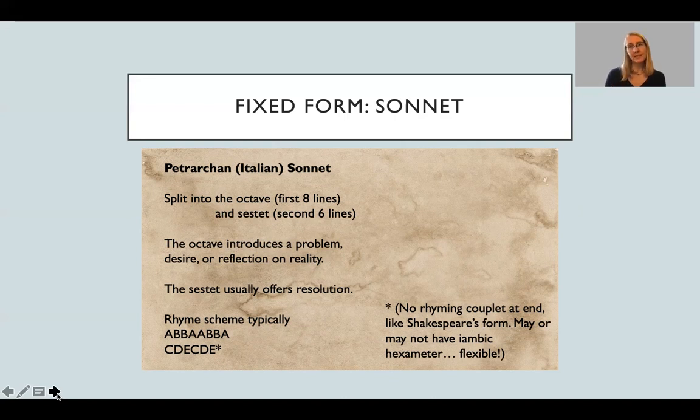Now, in Shakespearean sonnets, oftentimes there's a couplet, or 2 lines, at the very end of the poem that offer a resolution or solution. They even rhyme and are a little bit different than the ones before. But that doesn't usually happen in the Petrarchan or the Italian sonnet.